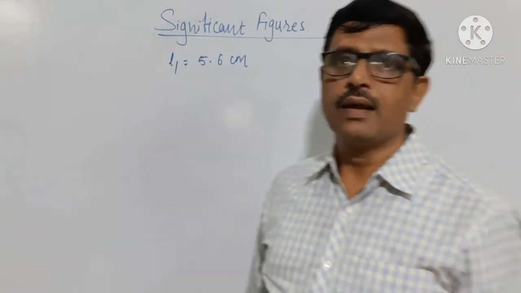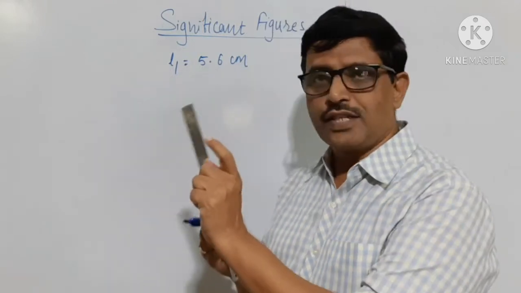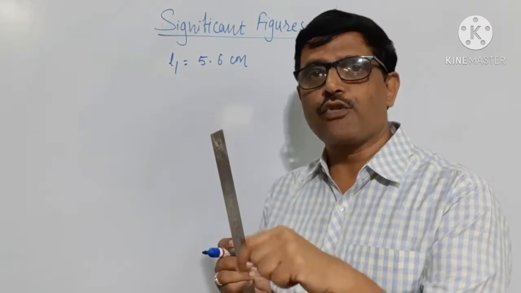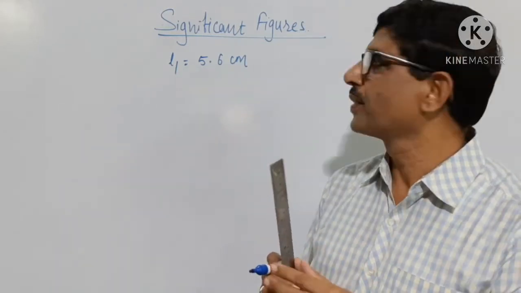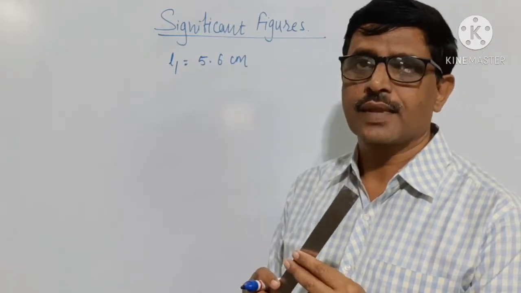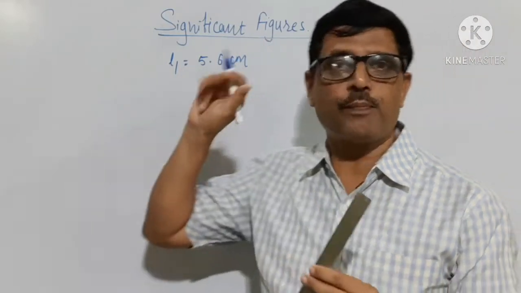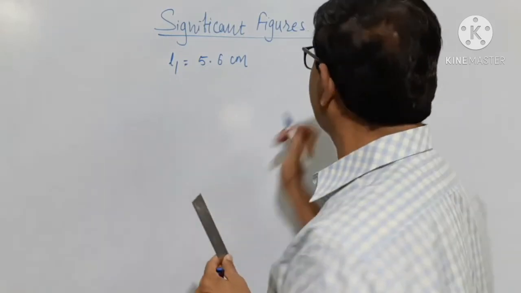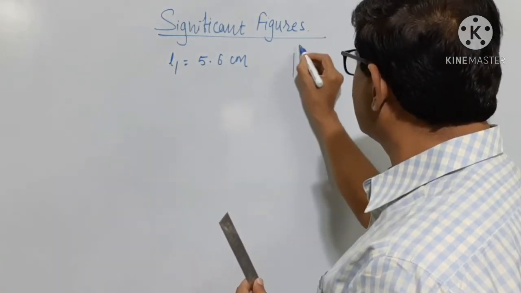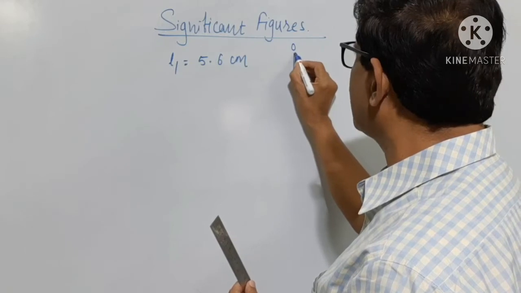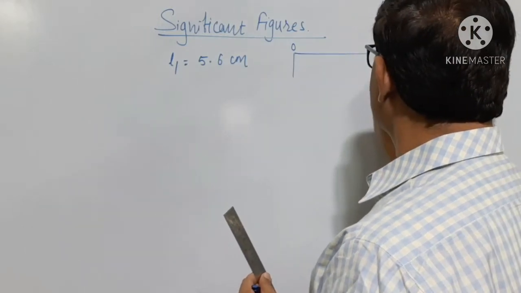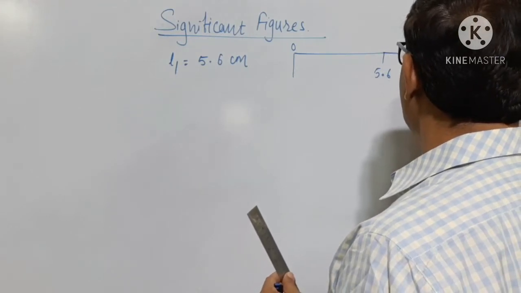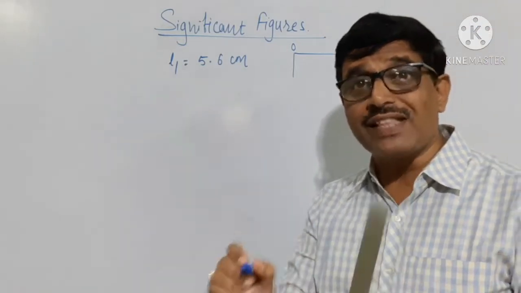Here the least count of this meter scale is 0.1 centimeter or 1 millimeter. Therefore, every observation that I will take is in the multiples of 0.1 only. If I see, this is the 0 mark, this is the 5.6 centimeter mark, and this is the 5.7 centimeter mark.